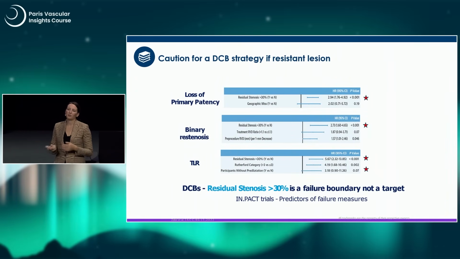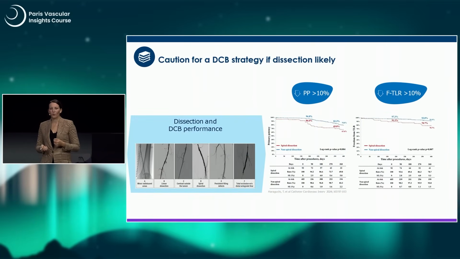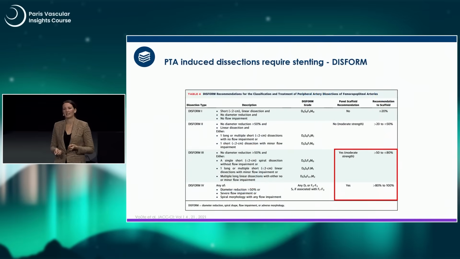But I agree that if we just prep with POBA, we are going to expose ourselves to residual stenosis, probably over 30% in those eccentric bulky lesions. And we're probably going to set ourselves up for failure because we know that DCB after residual stenosis is kind of a predictor of failure. Now, we also know that there is a high risk of dissection if we use a high-pressure balloon of POBA. And there are data showing that with a high-grade dissection, you're actually going to lose more than 10% rates of primary patency and freedom from TLR. So I think we want to avoid that dissection at all costs.